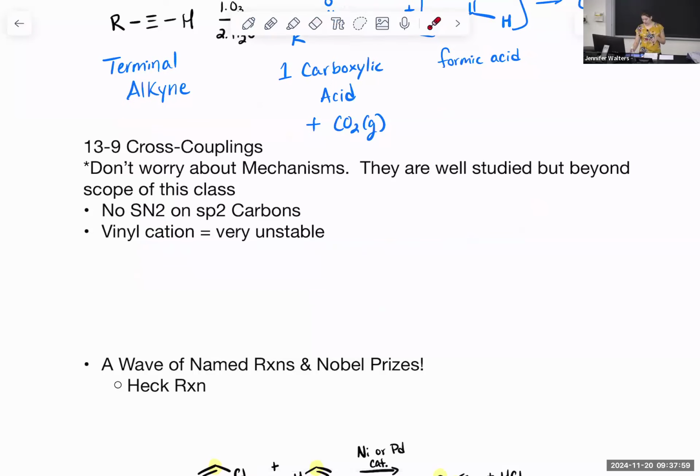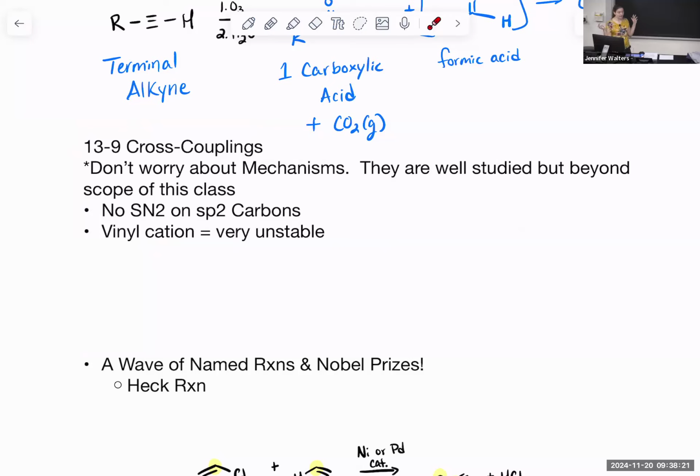The reason I'm going to tell you about these cross-couplings, even though I'm not going to require you to know the mechanisms, and I'm not going to ask you any specific questions on the final exam, is because they actually are extremely powerful reactions. So if you want to use them in a synthesis question on the final exam, you are more than welcome to.